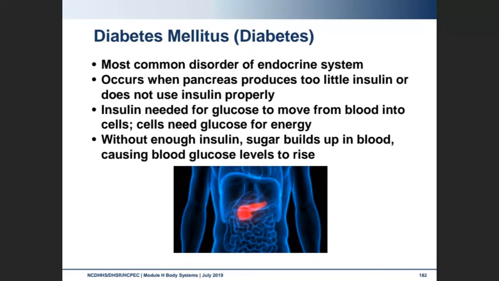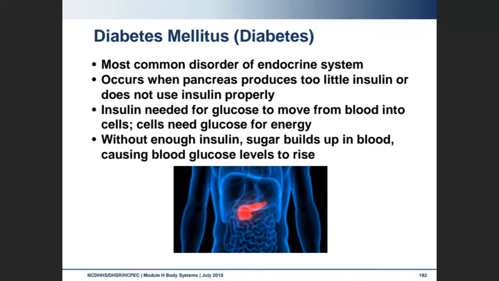Insulin is needed for glucose to move from blood into cells so that it can be used for energy. So if there's too little of it, or if it's not being used properly, that glucose isn't being moved from the blood into the cells to be used for energy as it should. So it's building up in the blood, which causes the increased blood sugar levels.